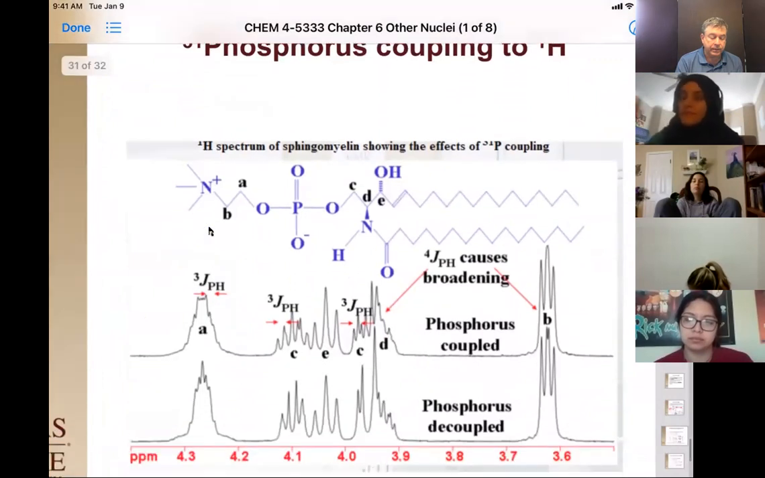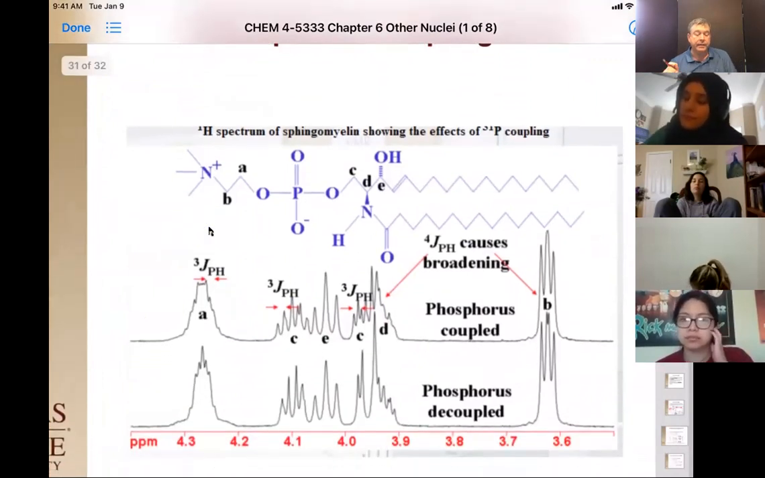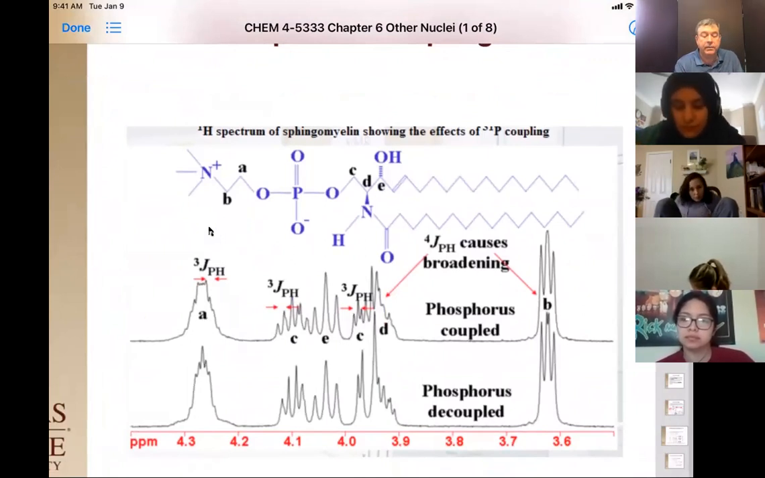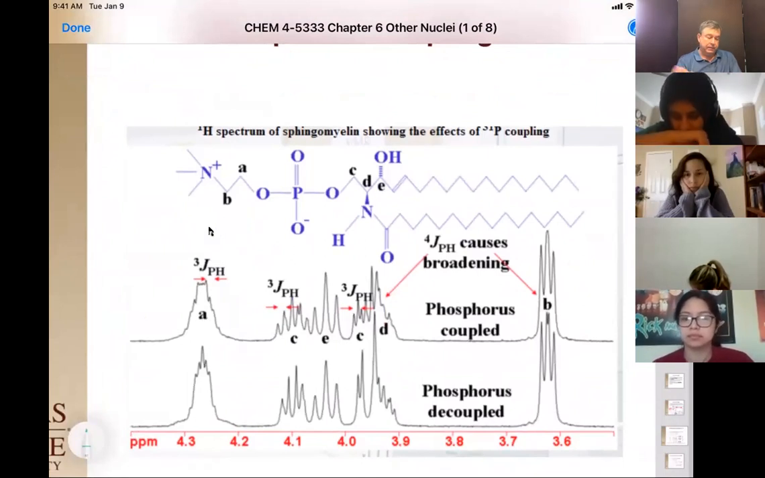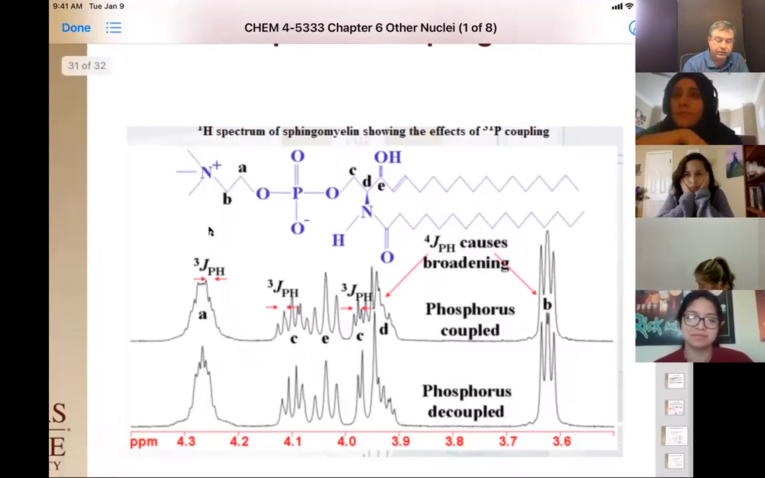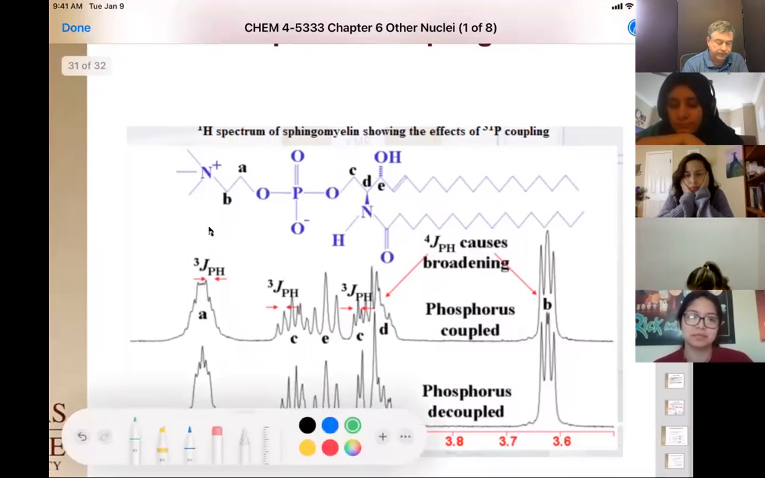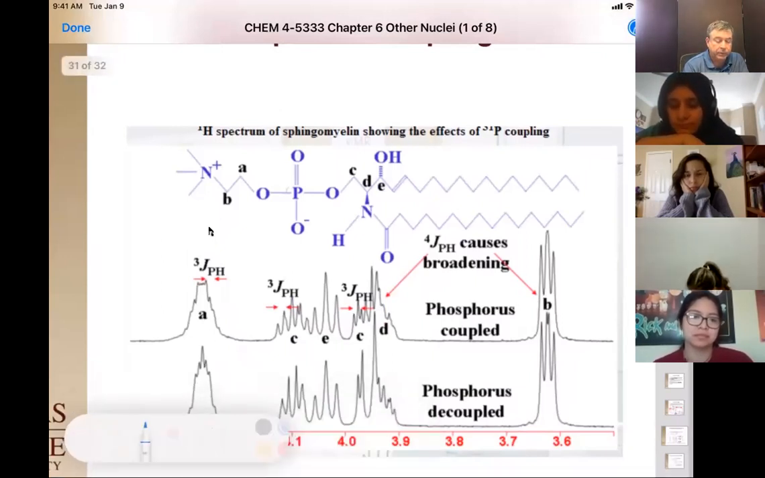Okay, and so here's a good example of doing a decoupled versus non-decoupled experiment to help clarify. In this case, we have our phosphorus right here on this, I guess it's not a phospholipid, it's a protein fragment. I'm not a biochemist. Let's draw attention to our phosphorus first. We're going to circle that in blue.